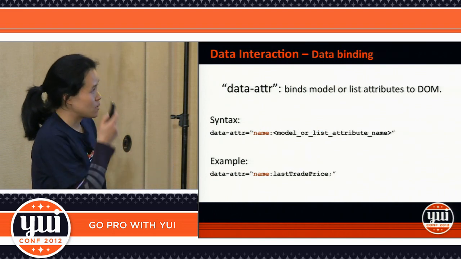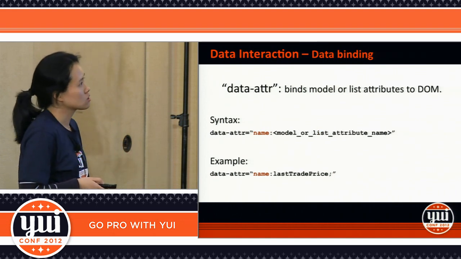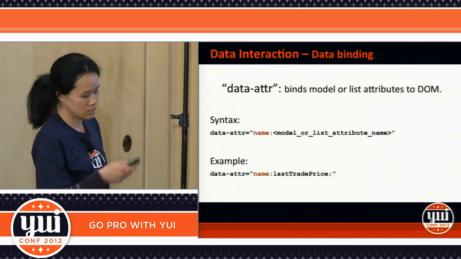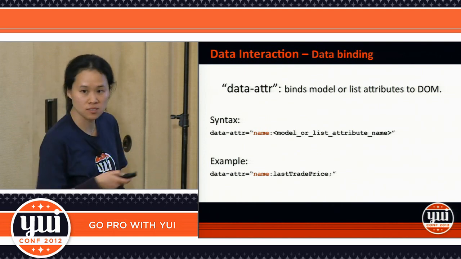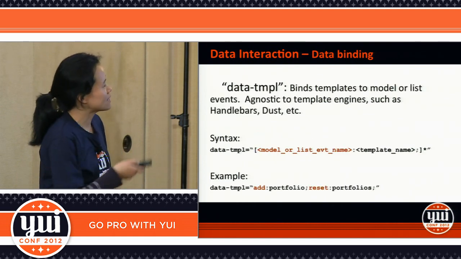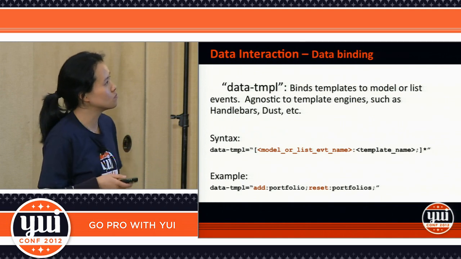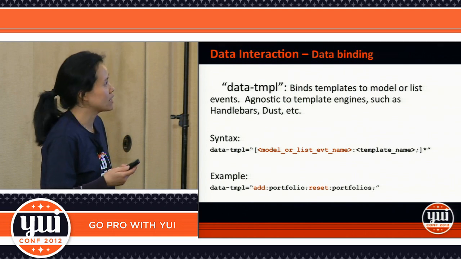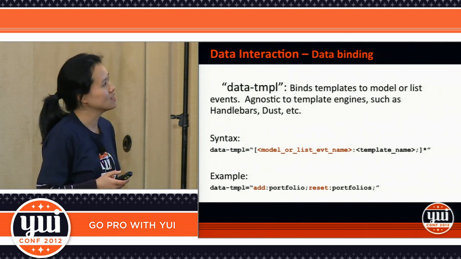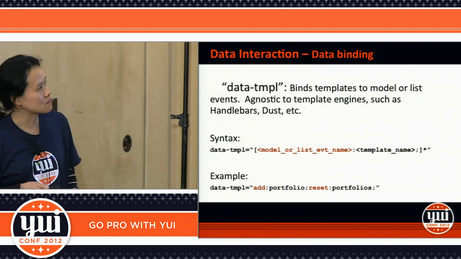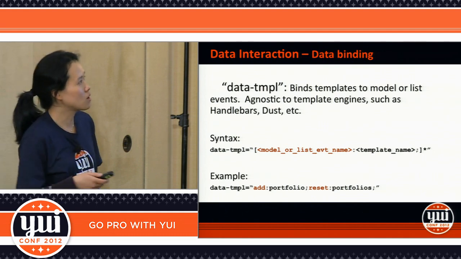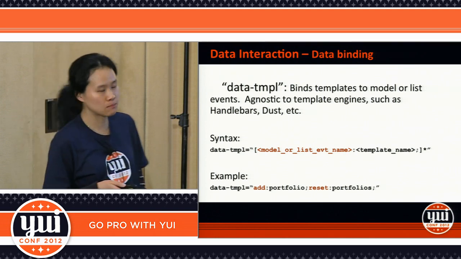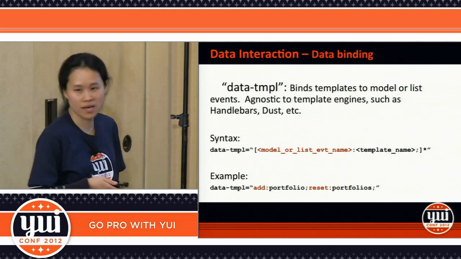And data-attr is basically how you can bind a particular attribute. So data-attr equals the name, which is the name of the list attribute. I'll show you an example of this. The last one is more powerful than data-attr, but also maybe a little harder to understand. Actually, it's pretty easy to understand. Data-template is basically something you can use to bind a template to your model or list events. So it's agnostic to template engines. We have tested with Handlebars so far.